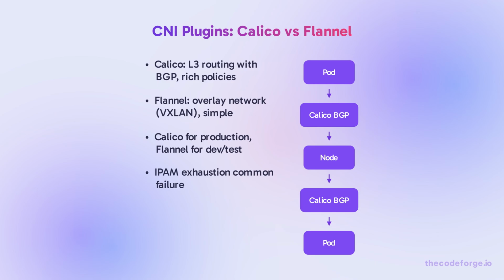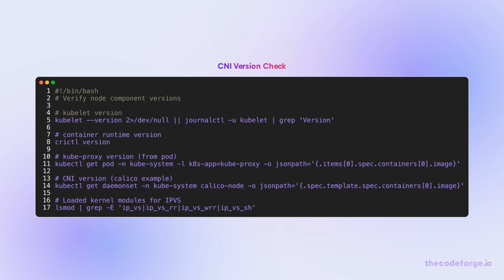Flannel uses an overlay network, VXLAN, and is simpler to deploy. For production clusters requiring network policies, Calico is recommended. For small dev/test clusters, Flannel suffices. Here are commands to verify node component versions including kubelet, container runtime, kube-proxy, CNI plugin, and IPVS kernel modules.